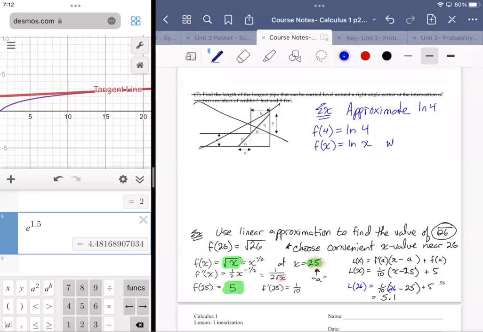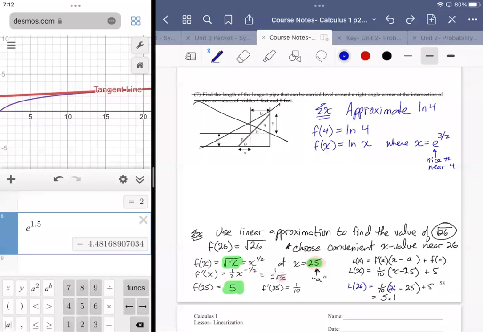So where x is equal to e to the 3/2 power. All right, so this is a nice number near 4. A nice number near 4. That's all we were looking for. That's where the 25 came from here. It was a nice number near 26.